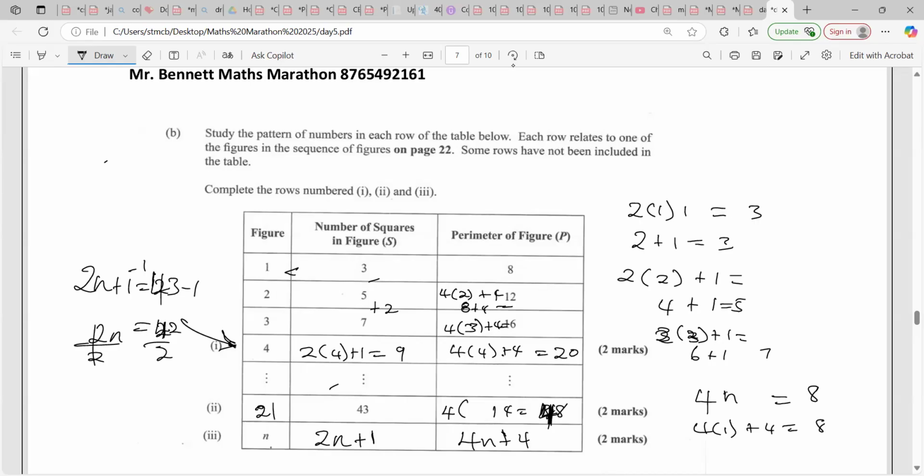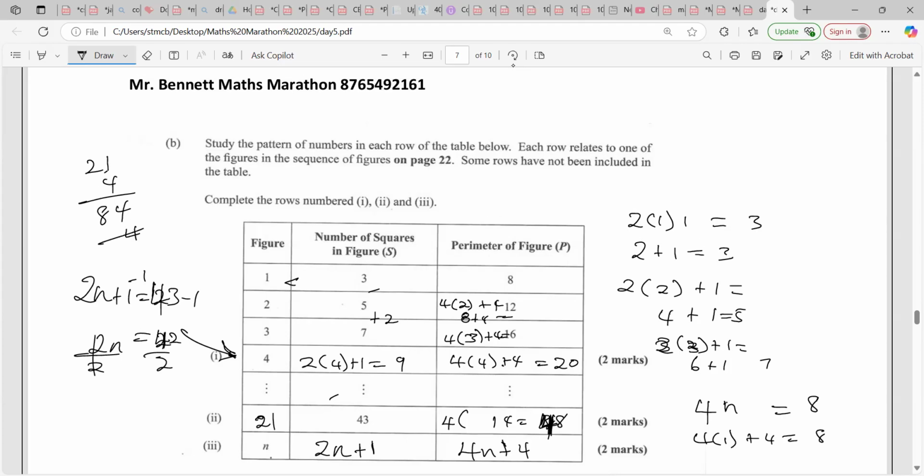4 times 21 is 84, and then you add the 4. Alright, so you guys are actually correct. So this is 88.